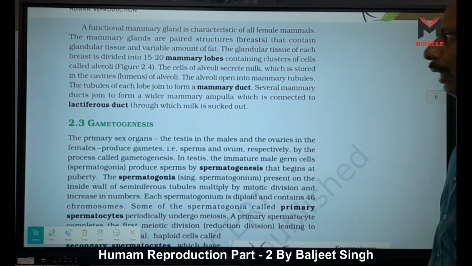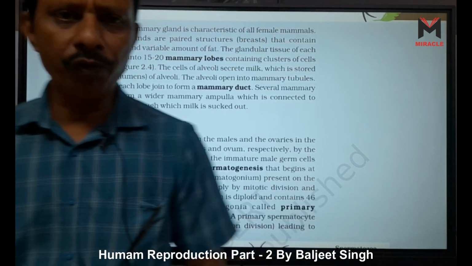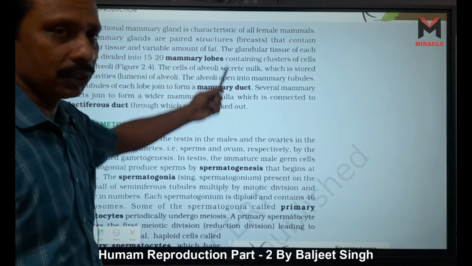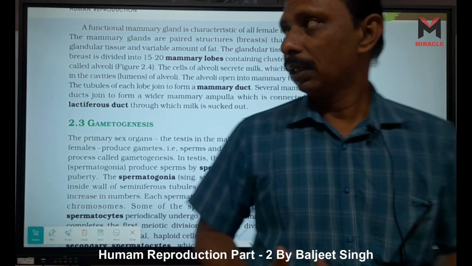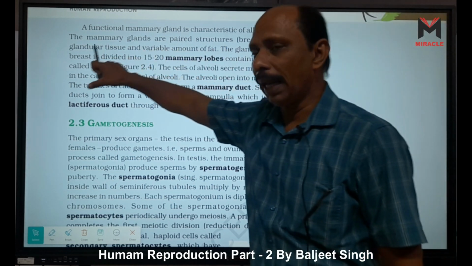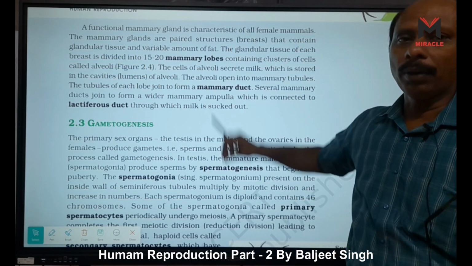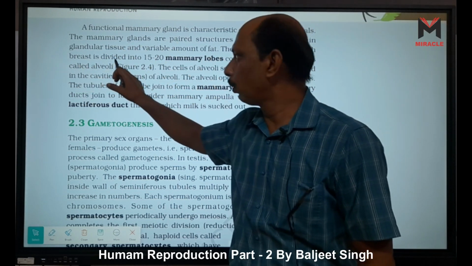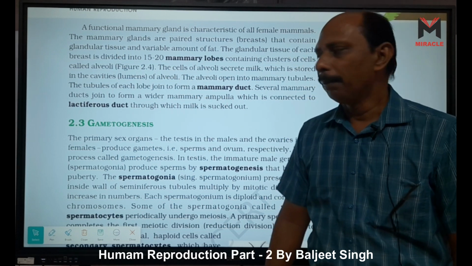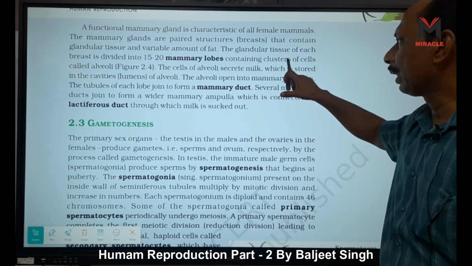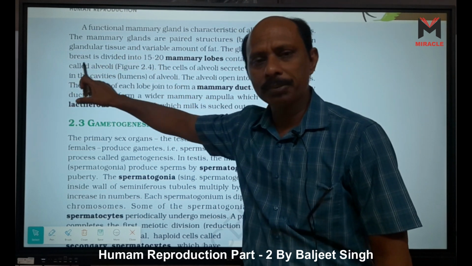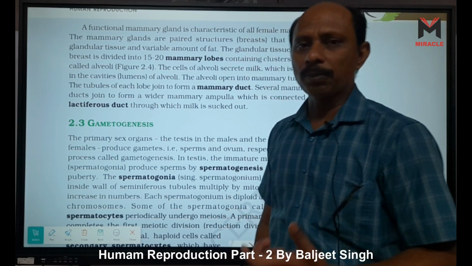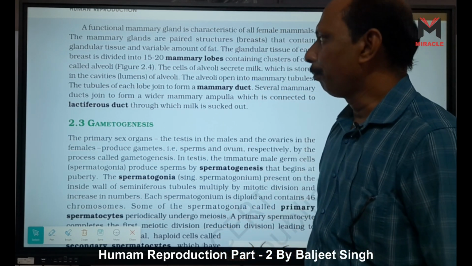A functional mammary gland is a characteristic of all female mammals, right. The mammary glands are a paired structure. These are called breasts, right, that contain glandular tissue and a variable amount of fat. The glandular tissue of each breast is divided into 15 to 20 mammary lobes, which contain clusters of cells, and these clusters of cells are called alveoli.